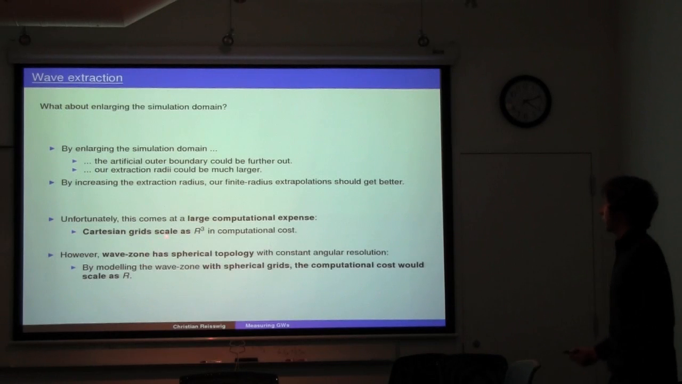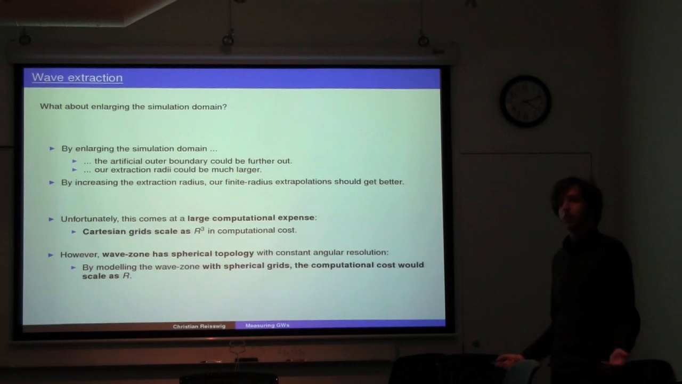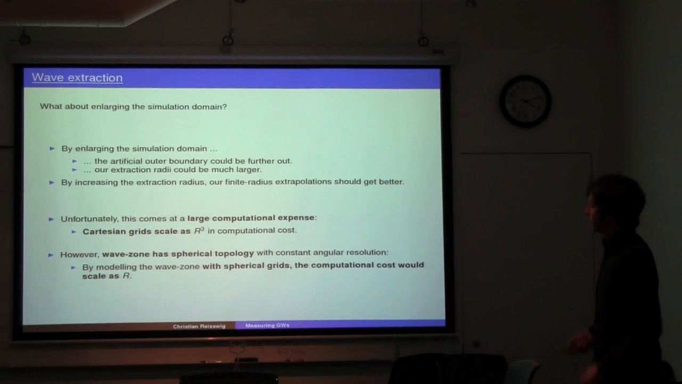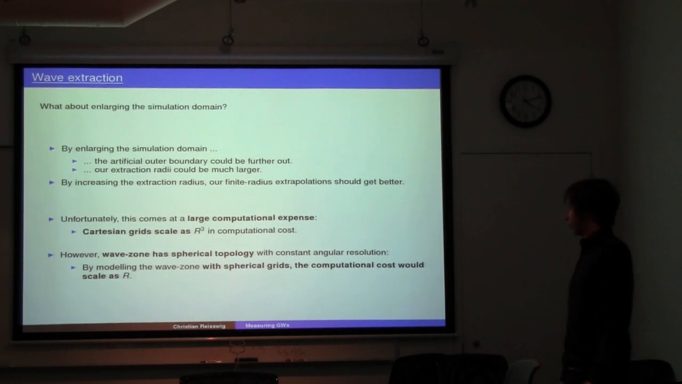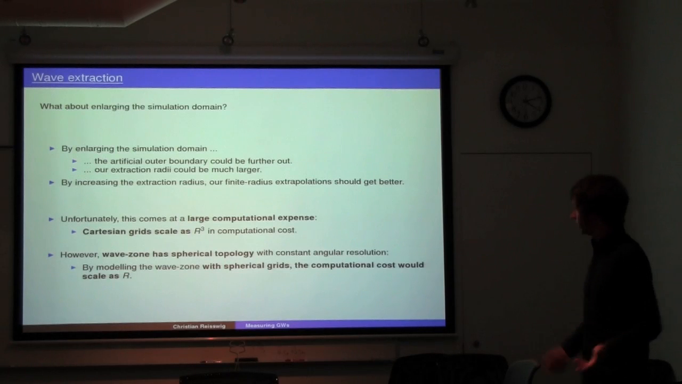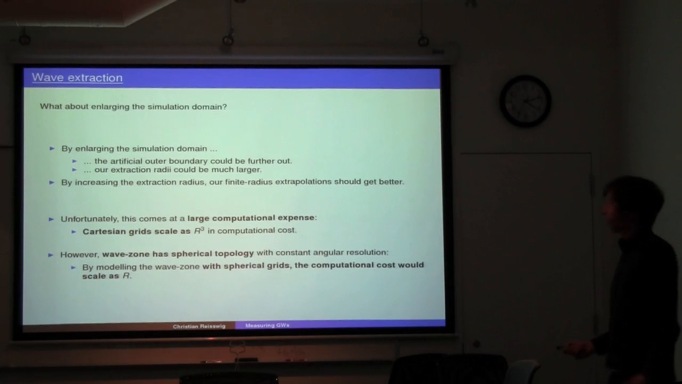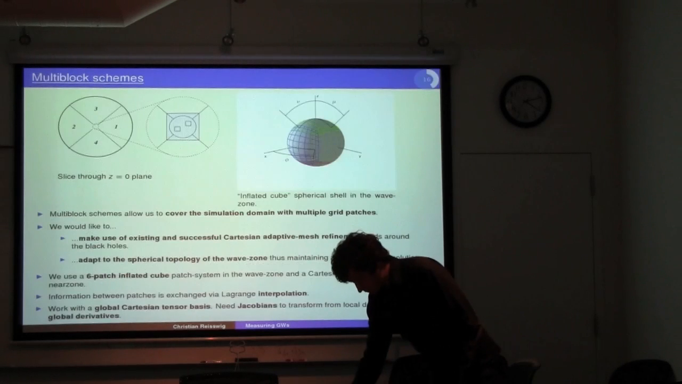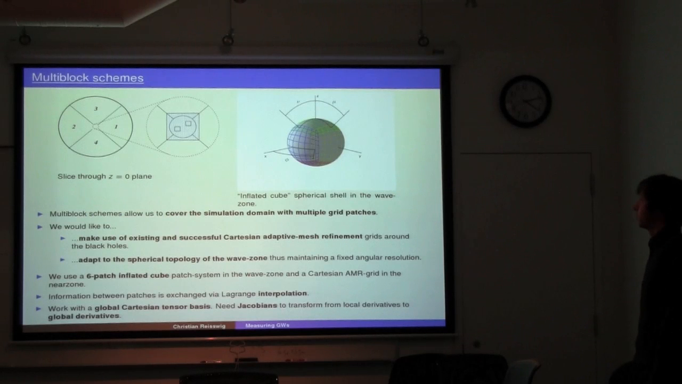And unfortunately, with Cartesian-based codes, the computational cost when we enlarge the domain scales as r cubed. But on the other hand, the wave zone has spherical topology with a constant angular resolution, which means if we had spherical grids with fixed constant angular resolution, we could enlarge the simulation domain and the computational cost would only scale linearly with R. So for this reason, one could think about multi-block simulations.